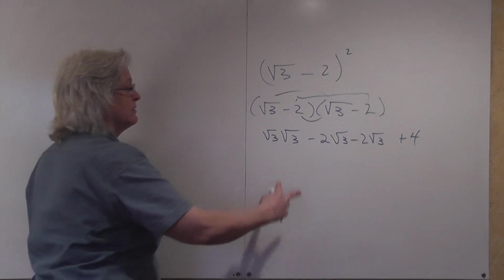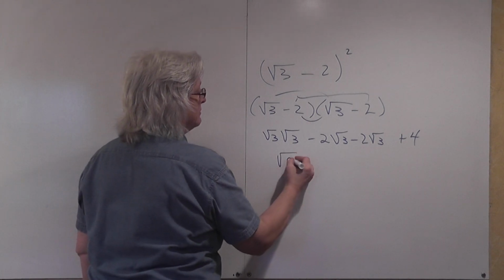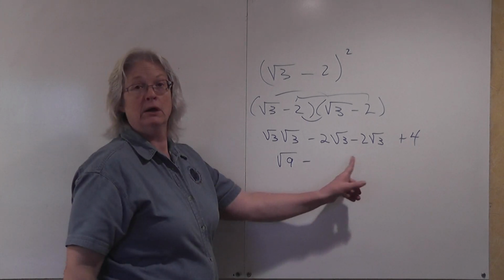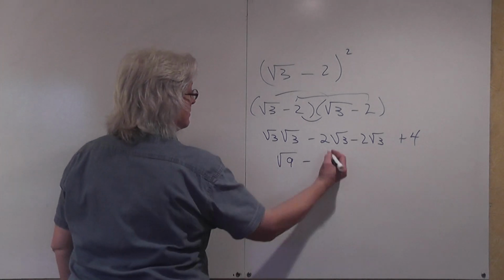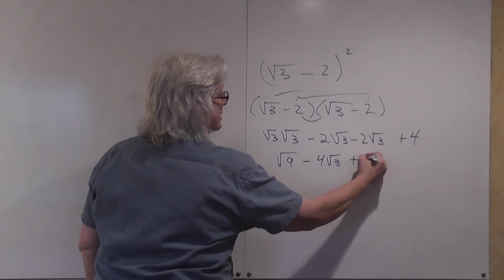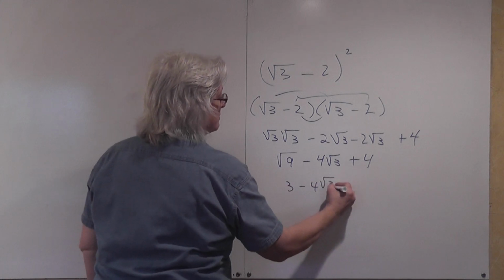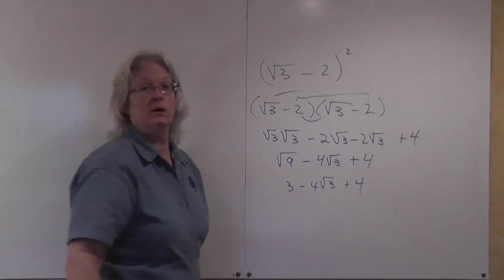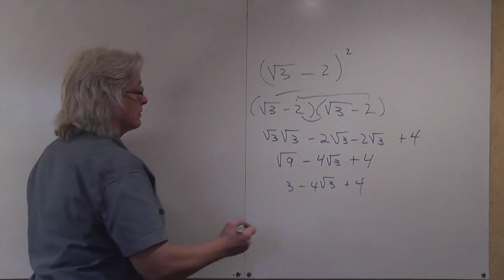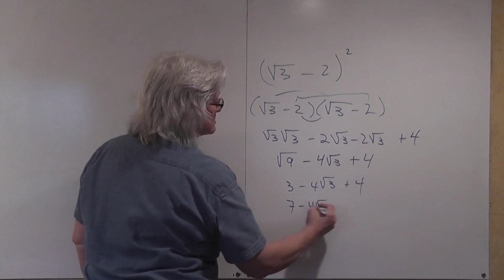What do we have now? The square root of 3 times the square root of 3, square root of 9, minus 2 times the square root of 3, minus 2 times the square root of 3, that gives us minus 4 times the square root of 3, plus 4. 3 minus 4 times the square root of 3 plus 4, because the square root of 9 is 3. Now we combine like terms, 7 minus 4 times the square root of 3.